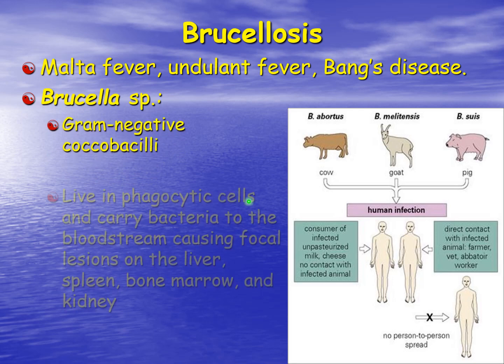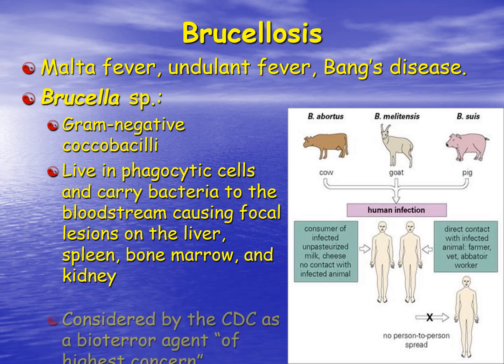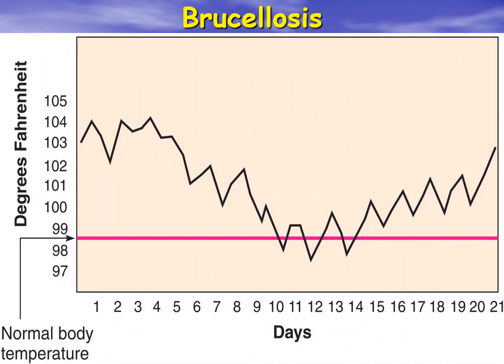All of these are gram-negative coccobacilli. They live in phagocytic cells and carry bacteria to the bloodstream, causing focal lesions in the liver, spleen, bone marrow, and the kidneys. It is considered by the CDC as a bioterror agent of highest concern because we could infect the animal population and then actually infect the humans fairly easily. Oftentimes called undulant fever because typically we have high fevers and then they go down and then it goes back up and then it goes down, and this kind of goes on about a 10-day cycle.